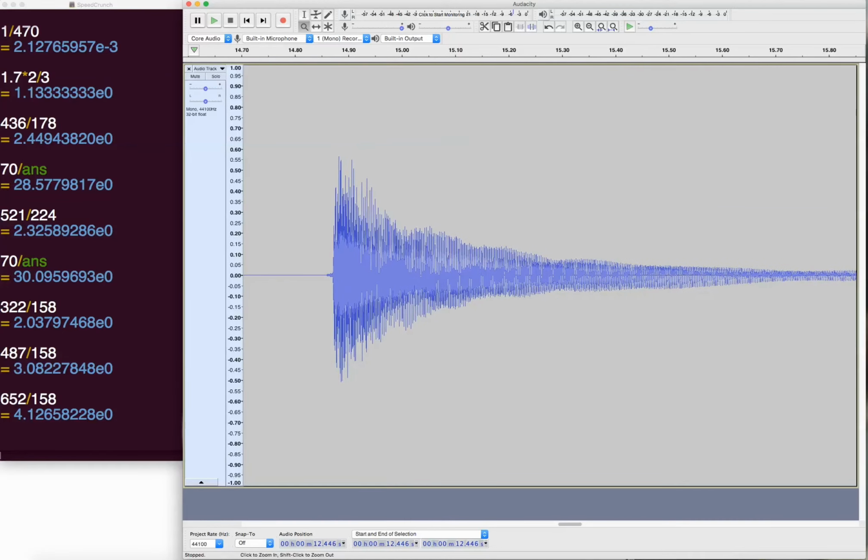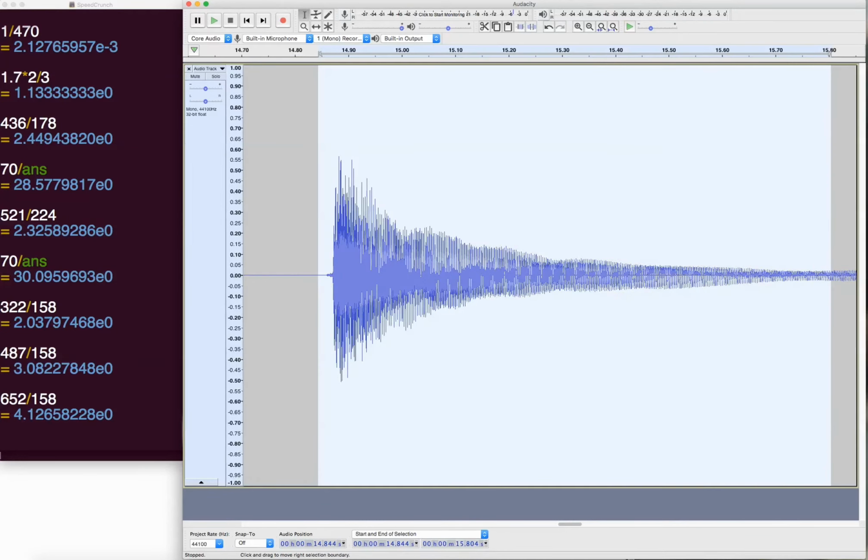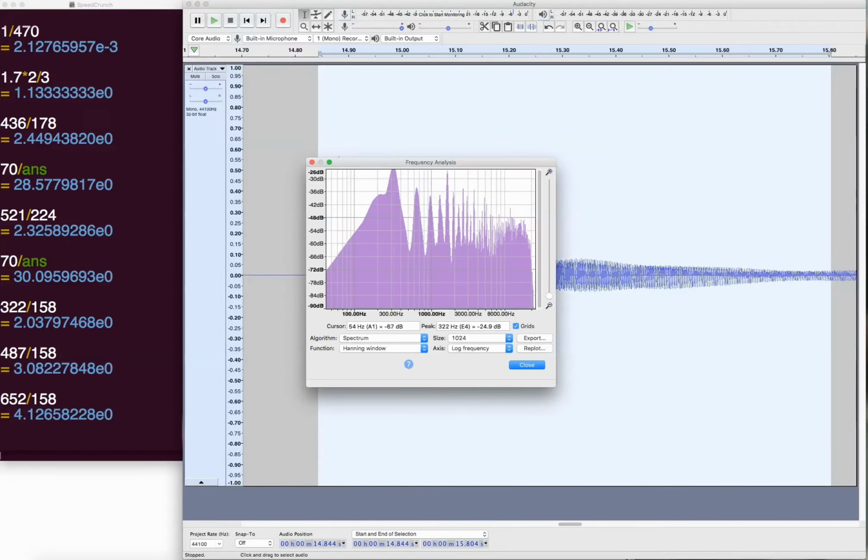So what we can do here is, for example, this is our first note, the high note. I'm going to capture everything, or most of it at least, and then I'm going to go to Analyze and plot the spectrum. So what you're looking at here is a high peak at 322 hertz. It says it's an E, and that's actually good. That's telling me that my guitar is tuned, because I was hoping that I had my guitar tuned.